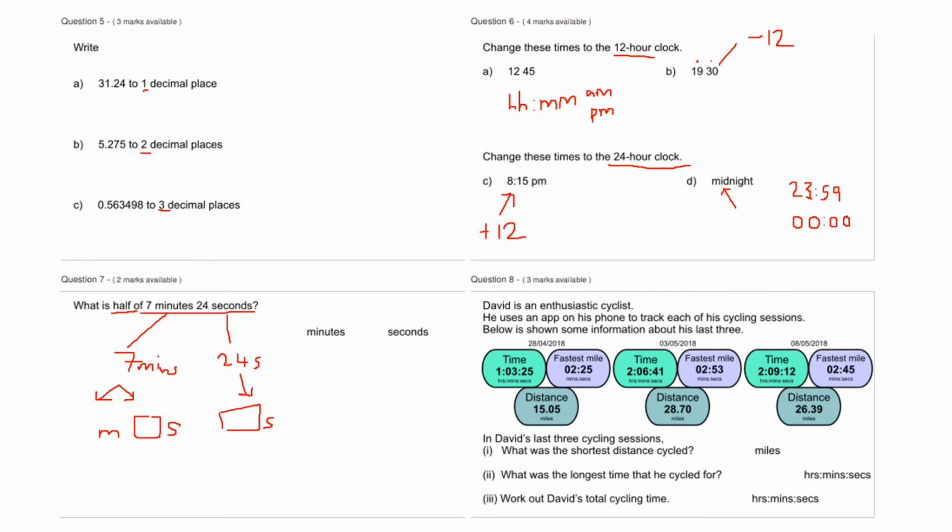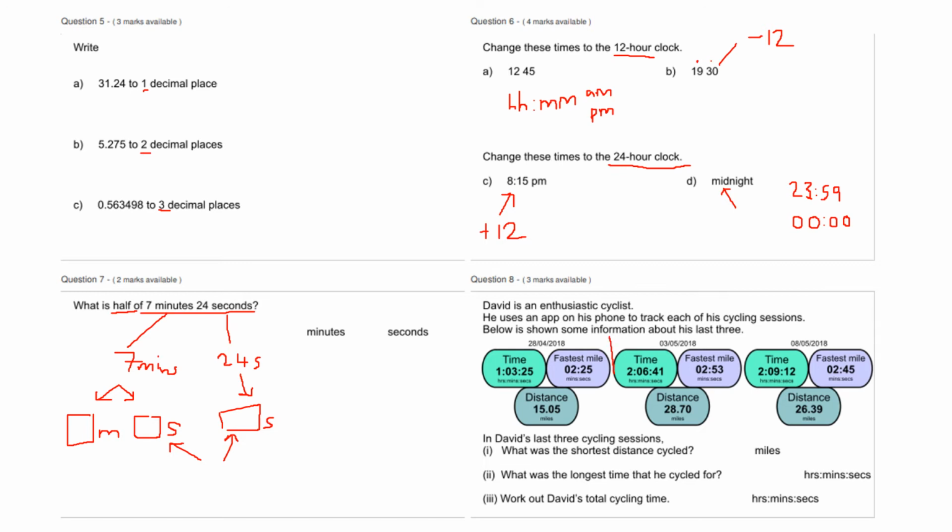And then these, we're going to put these together. So you're going to have your something minutes, and then these seconds need to be added together. And if your seconds add up to more than 60, that makes another minute, okay?